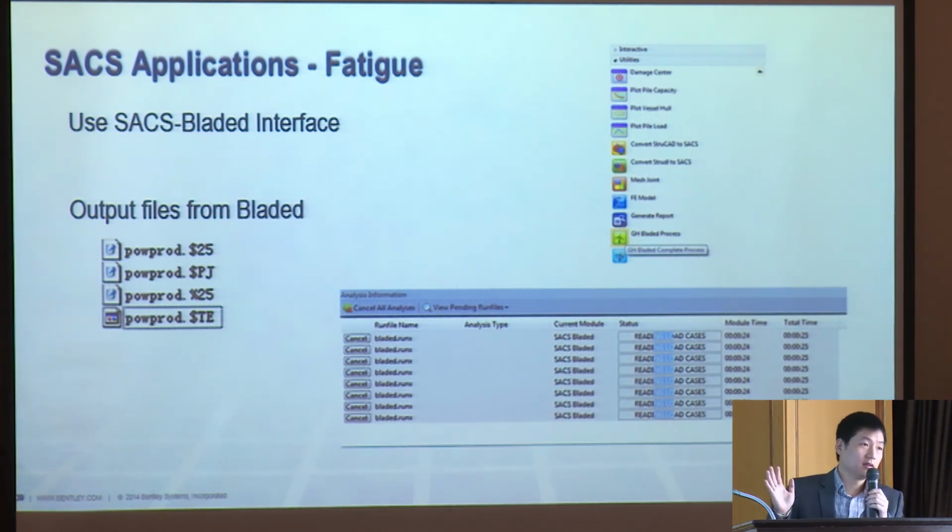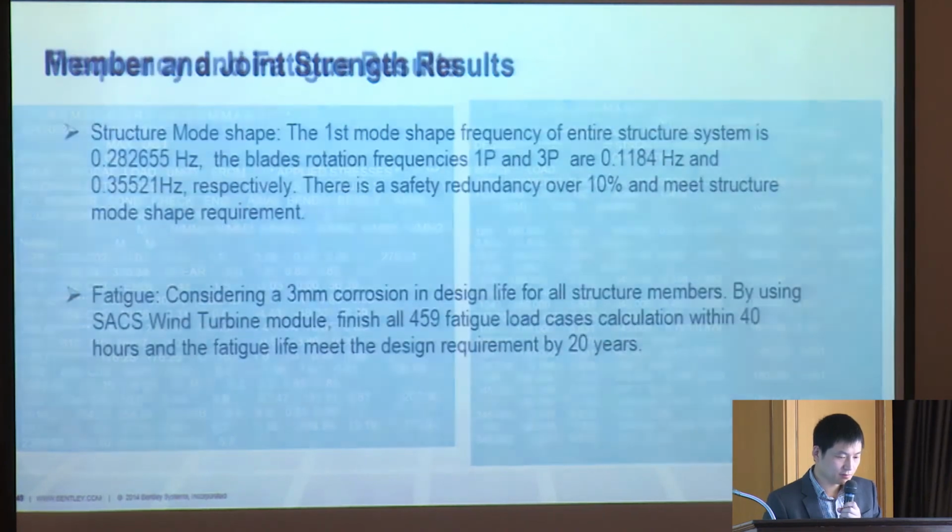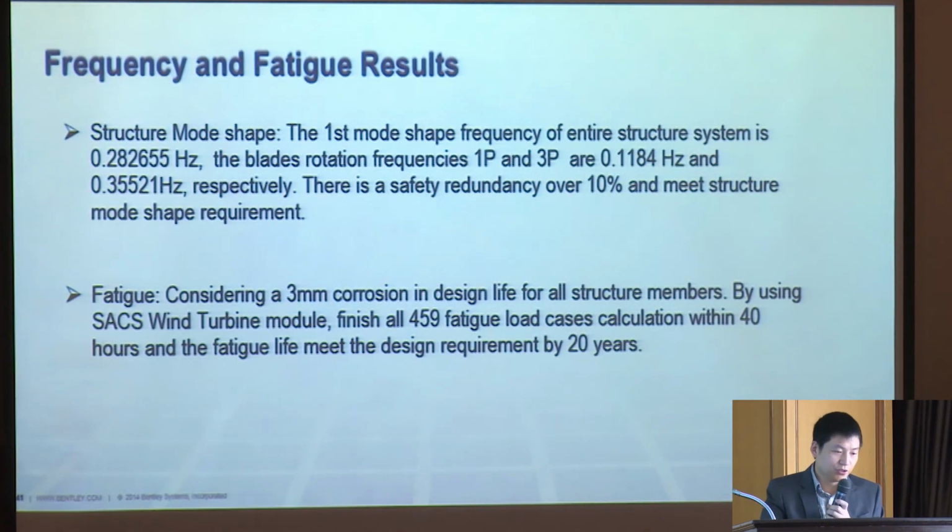And because they themselves are wind turbine manufacturers, they just got the Bladed results very easily. 이 프로젝트 오너가 윈드터빈 제조업체였기 때문에 윈드터빈에 대한 이 값을 얻는 거는 굉장히 쉬웠죠. And here's the member and joint stress check results. 멤버와 조인트에 대한 스트렝스 체크 결과값입니다. And they check the frequency of the towers of the total structure. 전체 구조에 대한 프리퀀시도 이렇게 구했고요.